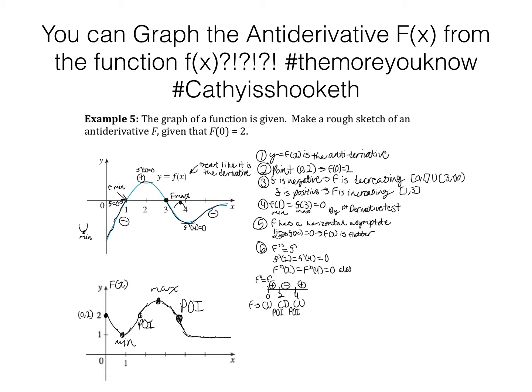F is negative when capital F is decreasing, so that's from 0 to 1 and 3 to infinity. F is positive when capital F is increasing, which is from 1 to 3. And f of 1 equals f of 3, which is 0, and F of 1 is the minimum, while F of 3 is the maximum. That's by the first derivative test. The antiderivative has a horizontal asymptote.